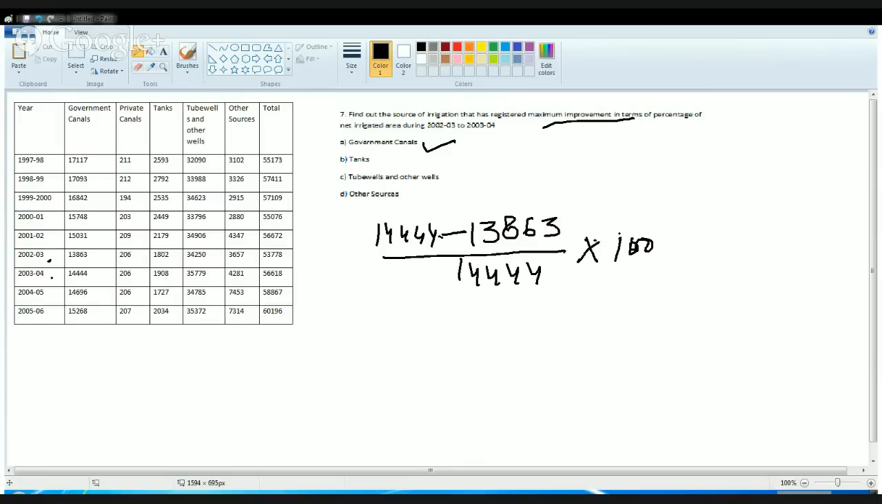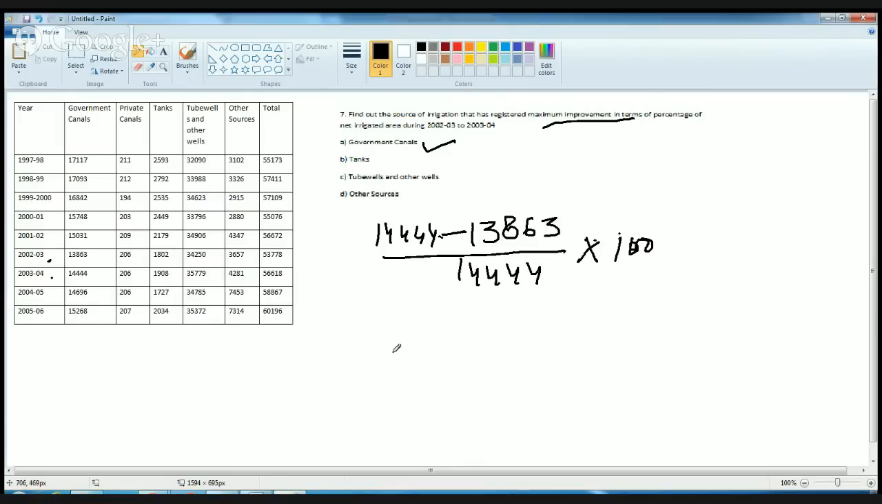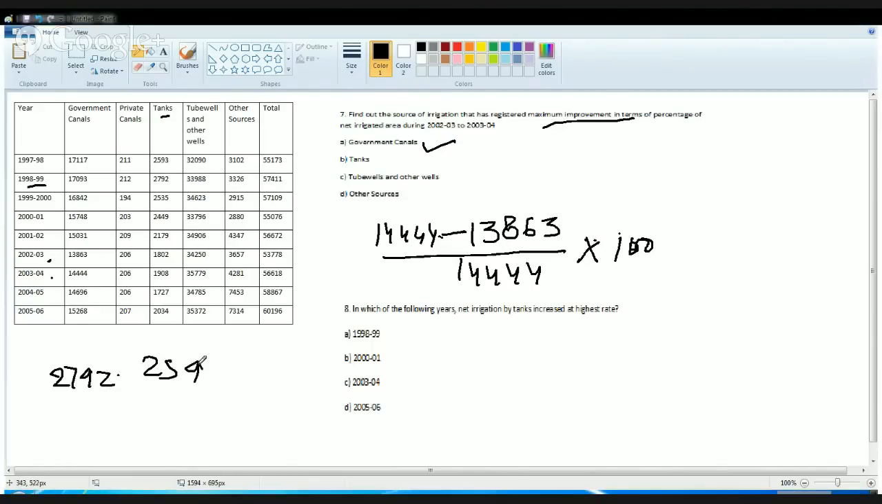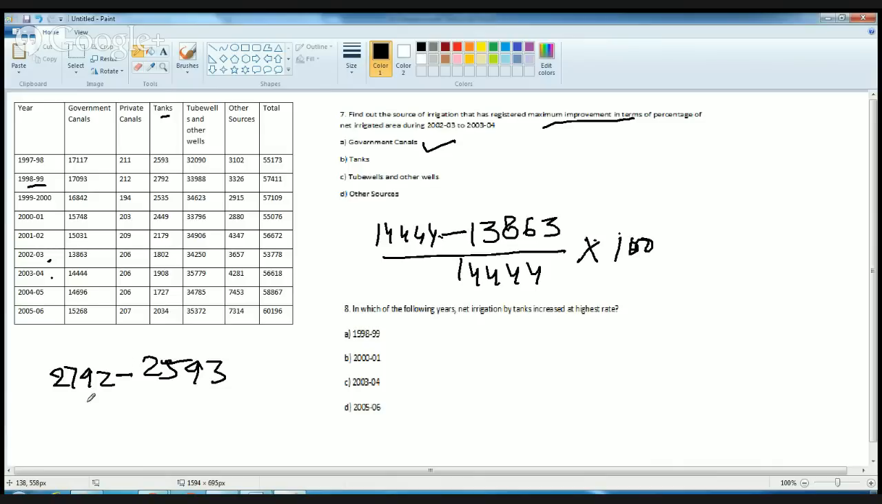Then the next is, in which of the following years net irrigation by tanks increased at the highest rate? So we are just talking about tanks here. Okay, so 1990, 98, 99. So what would be the difference in the tanks? The answer would be 2729 minus 2593 divided by 2792 into 100. Okay, so that is the case for 98, 99.